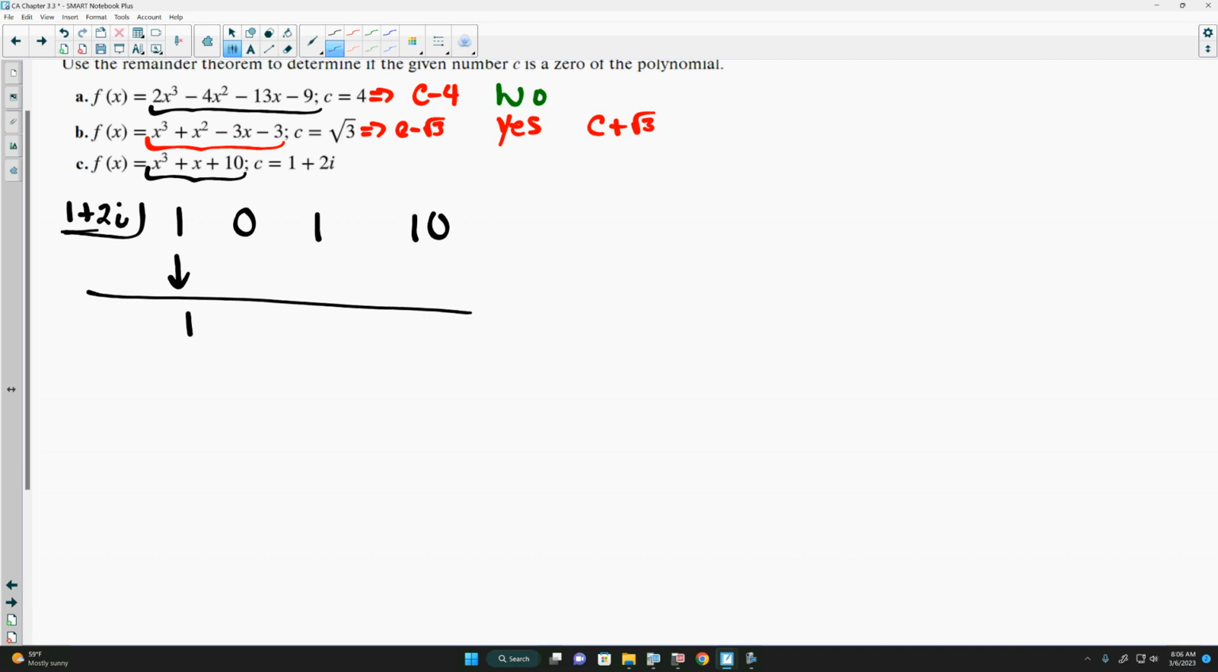Now our first step is going to be 1 plus 2i times 1, which is just going to be 1 plus 2i. That's not too bad. We add 0 to it, and we still get 1 plus 2i. So the first two on this are actually kind of nice, because 1 plus 2i times 1 is just 1 plus 2i. We add 0 to it, and we still have 1 plus 2i. Now we have to do 1 plus 2i times 1 plus 2i. We have to multiply those two together.